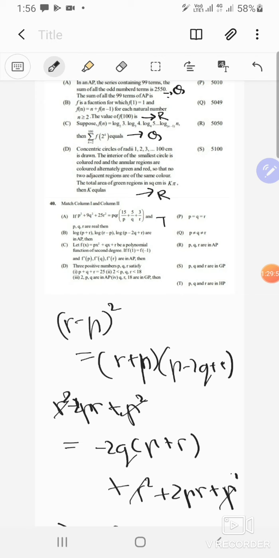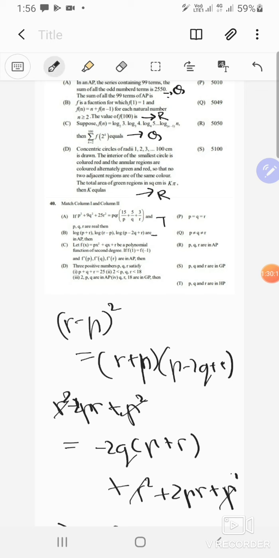Okay, r minus p is not negative. Yeah, fine. So once again, these are in harmonic progression. I don't know why this is like that. Let f of x be equal to px squared plus q. Okay, what is this thing?